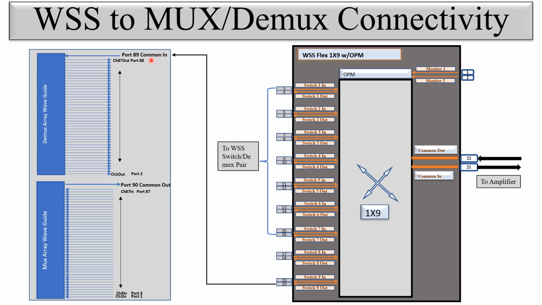You can see this port, switch port 9 out, is connected to the common input, port number 89, and the common output is connected to switch 9 in, physical port number 19. So you can see here port number 20 is connected to port number 89, which is the common input of the CMD44, and port number 90, the common out of the CMD44, is connected to physical port number 19, which is actually the switch port 9 input. You can see this is the physical connectivity of the WSS between MUX DMUX.